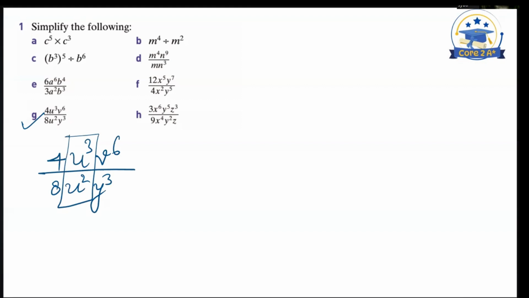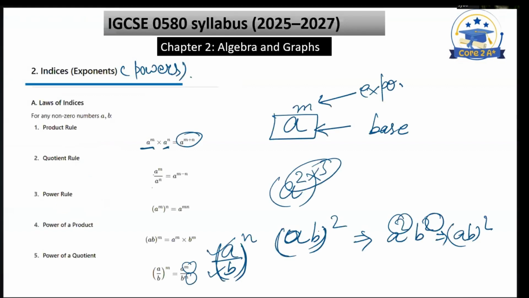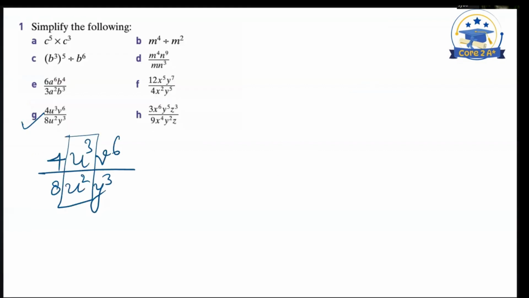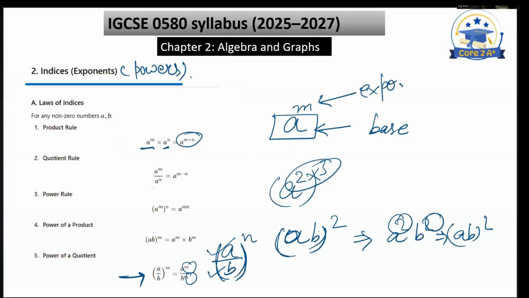So what formula can we use? See, this one, the quotient rule. Let me explain over here. U cube over U square, so how can we write it? U to the power 3 minus 2 equals U. Or you could say this, right?